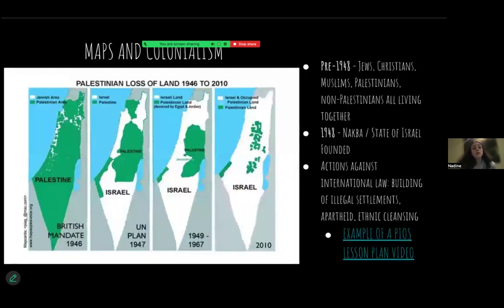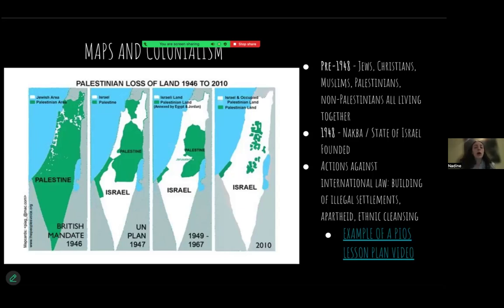So here's another visual of another map, and this is a very well-known visual where it shows the Palestinian map and the loss of land over time. You can see how in 1946 the majority of the land is Palestinian, and then gradually as you go into 2010, it's even less Palestinian land, and you see how Israel has acquired more and more land.